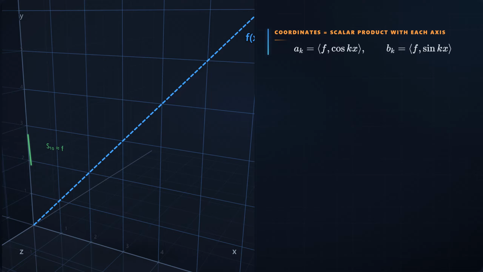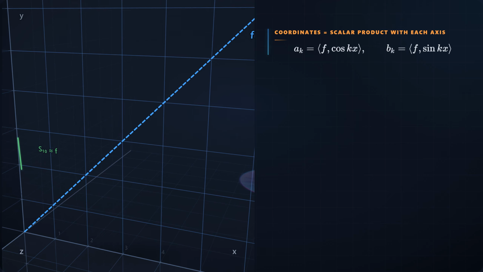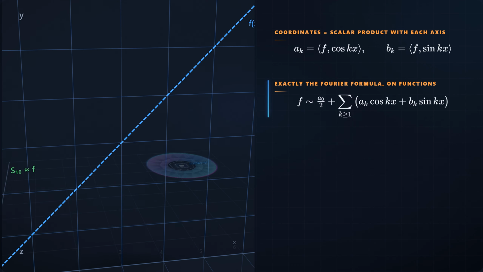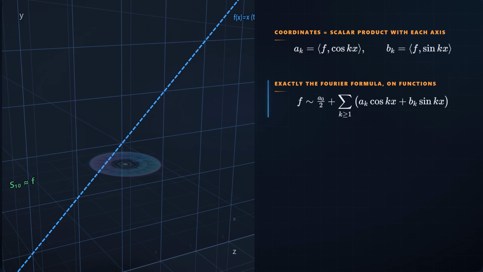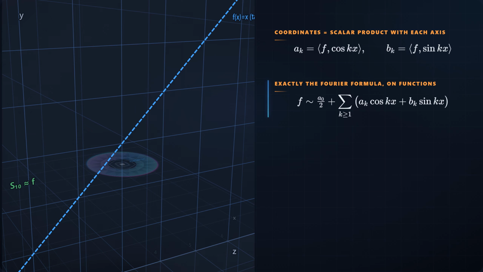a_k is the scalar product of f with cosine kx, b_k the scalar product with sine kx. Each one is a single integral. No system to solve, just like an orthonormal basis in finite dimensions. Stack them back up, and you get the Fourier series of f, its shadow on each wave, added together. It's the projection of f onto the space of sines and cosines, the best approximation you can build from them.